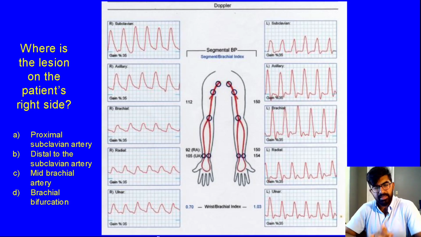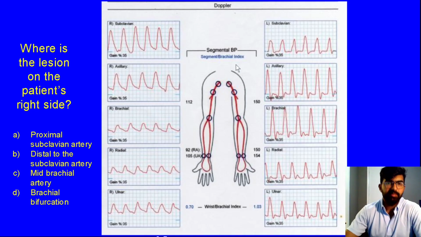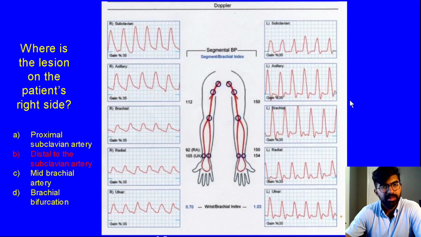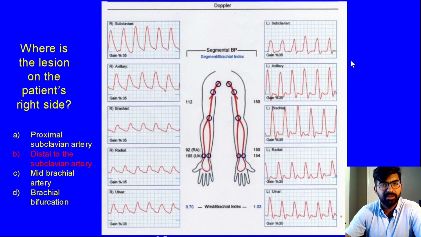And here's a little multiple choice for the people that want to see it. Is it proximal to the subclavian artery? Is it distal to the subclavian artery? Is it mid-brachial artery? Or is it at the brachial bifurcation? Okay. And for those of you who pick distal to the subclavian artery, that is in fact the correct answer.